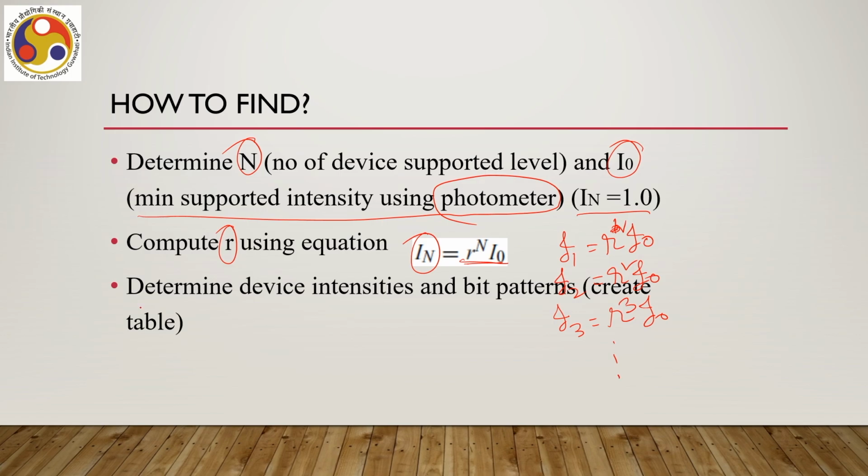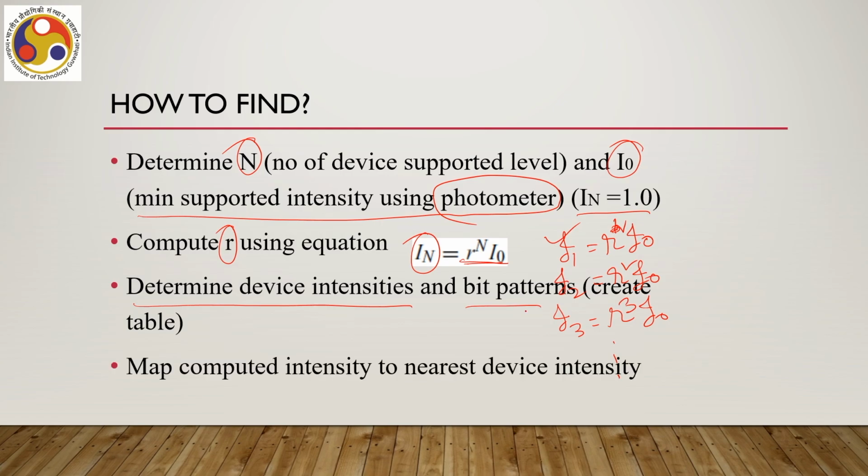Now, once r is determined, we need to calculate these values I0, I1, I2, I3, store that in a table, and for each such value we assign a bit pattern and also store that along with those values. Then we determine the device intensities and bit patterns and store them in a table. And finally, when we compute the pixel intensity using the lighting model, we map the computed intensity to the nearest device intensity.